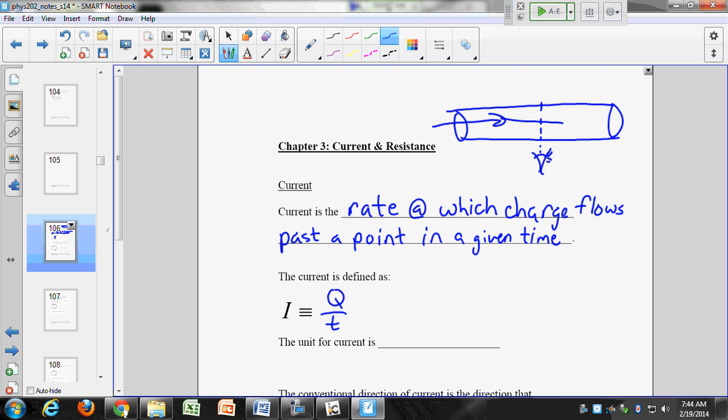The units are going to be the units for charge, which is coulombs, and the SI unit for time, which of course is the second. So 1 coulomb per second is equivalent to 1 amp, or ampere.